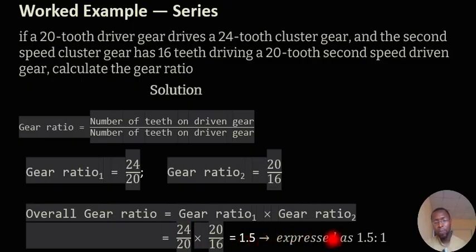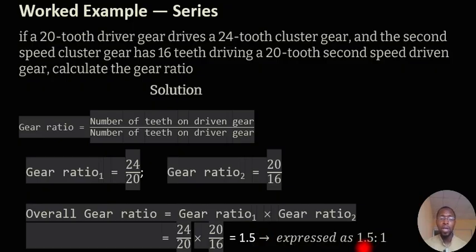Now this can be expressed as 1.5 ratio 1, because 1.5 is not a ratio, but you say 1.5/1 is the same thing as saying 1.5 ratio 1. So the overall gear ratio of all the gears in this question is 1.5 ratio 1. So that is how you work with a series of gears.